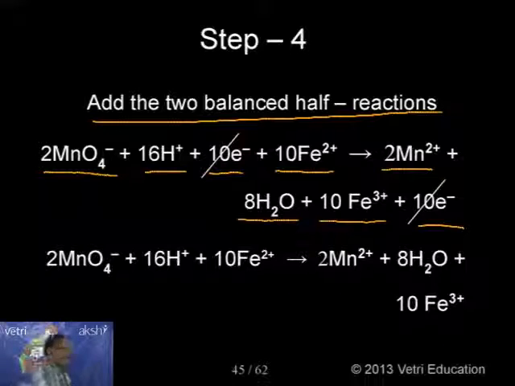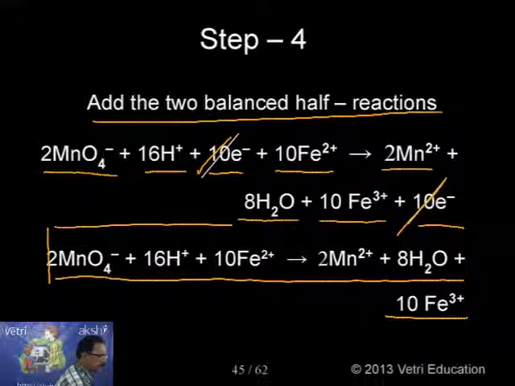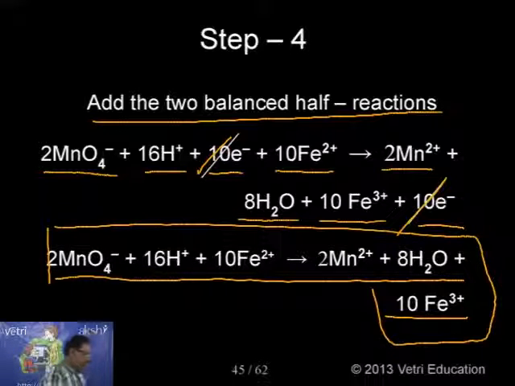So automatically the 10 electrons cancel. From step 4, now we will get this final equation. This is the ionic equation we are getting as the final. So add the two balanced reactions. After adding, the 10 electrons on the left side and 10 electrons on the right side will be cancelled. The final equation we are having is this. This is the final equation.